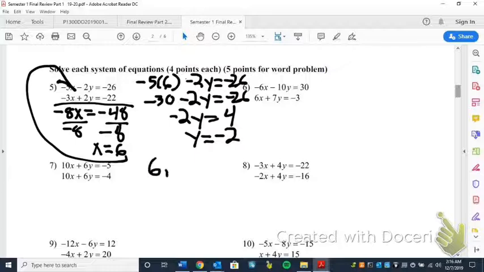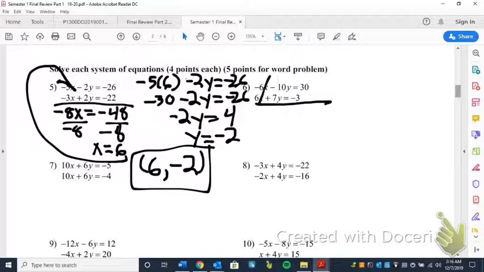That gives me the point or intersection of x equals 6, y equals negative 2. So, 6, negative 2. The x is 6, the y is negative 2.